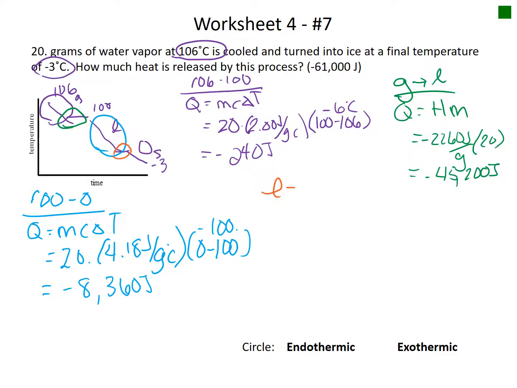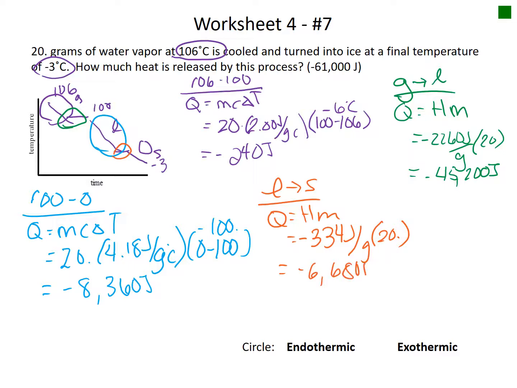The next calculation I'm going to worry about is this freezing point, where I'm going from a liquid to a solid. Because it is a phase change, there's no temperature change. So therefore my formula is going to be Q equals HM. My H in this case is the opposite of fusion, because fusion is going from a solid to a liquid. So this would be liquid to a solid, so that H value is actually going to be the negative: -334 joules per gram, and I once again still have only 20 grams. Multiplying that out, I get -6,680 joules.